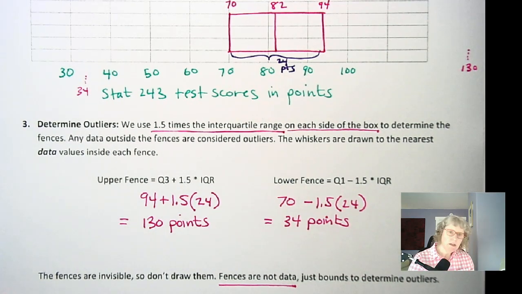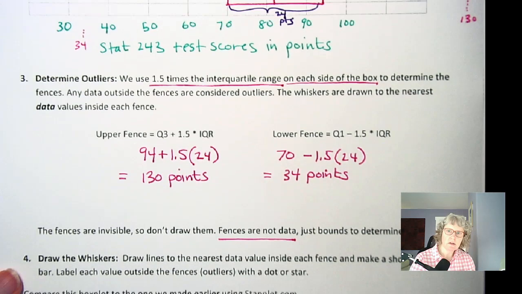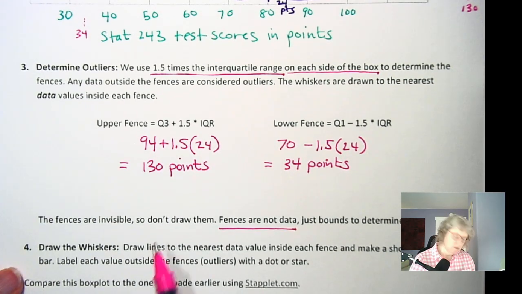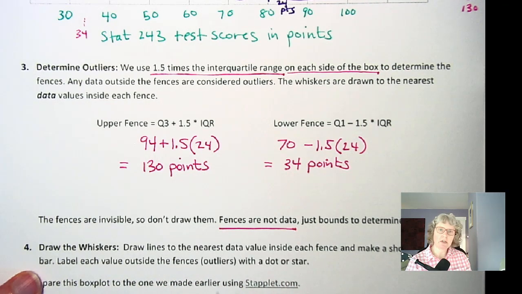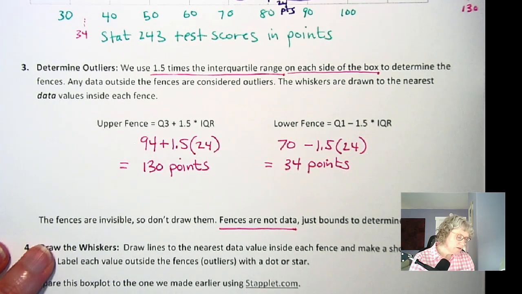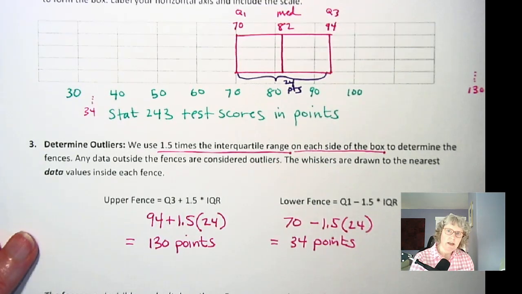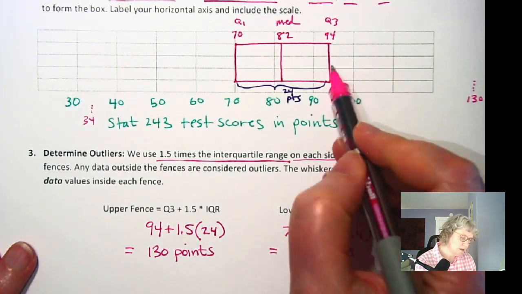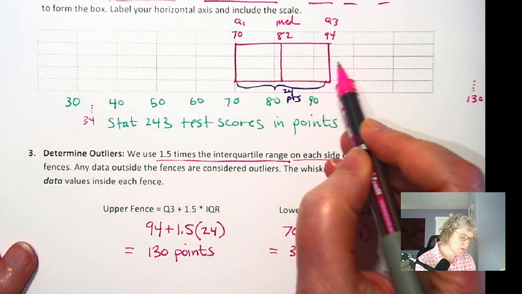Okay, so then step 4 says draw lines to the nearest data value inside each fence and make a short vertical bar. Label each value outside the fence with a dot or a star, and those are our outliers. Okay, so we've got our box here, and in the middle of the box, up and down, is where I'm going to draw my line.